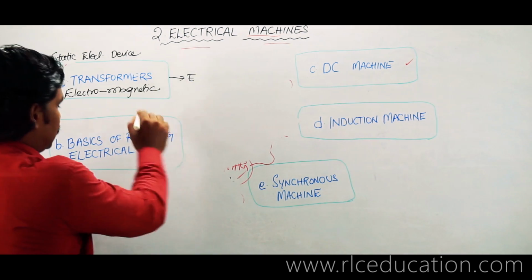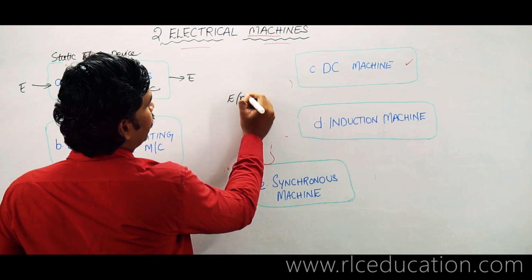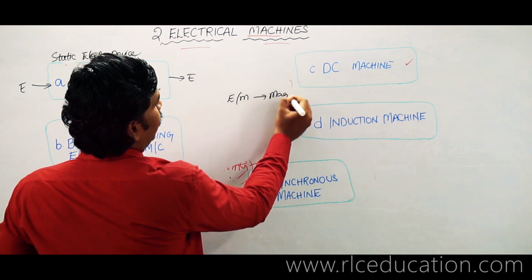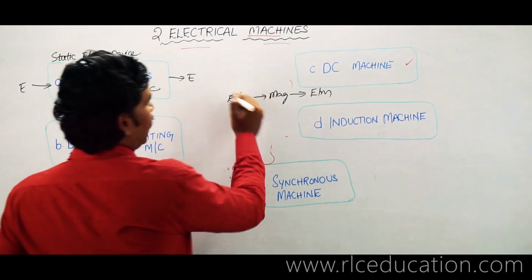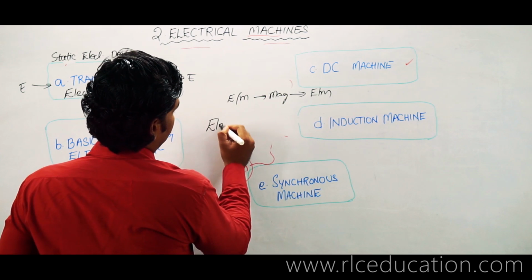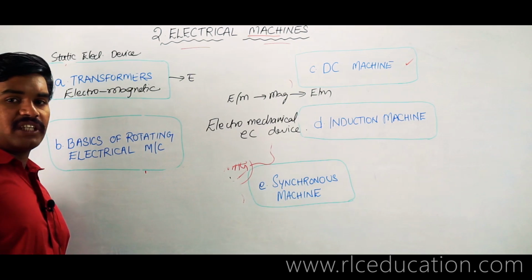Whereas all the electrical machines convert either electrical or mechanical energy into magnetic energy and magnetic back into electrical or mechanical. So this is an electromechanical energy conversion device.